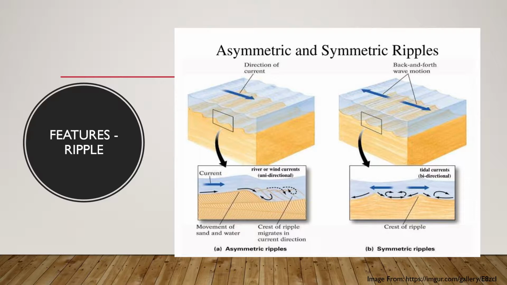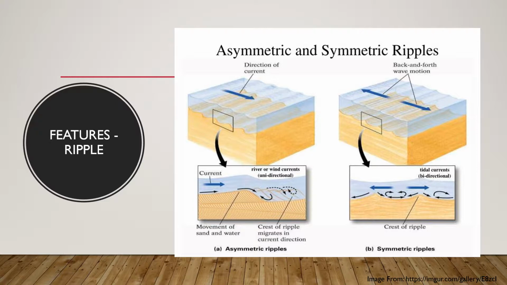From the image, it can be seen that asymmetrical ripples are formed when the fluid flow is in a single direction. Asymmetrical ripples have a characteristic that the leeward side is steeper than the stoss side. Thus, when the sediment reaches the crest, it is deposited on the leeward side where the energy is lower.